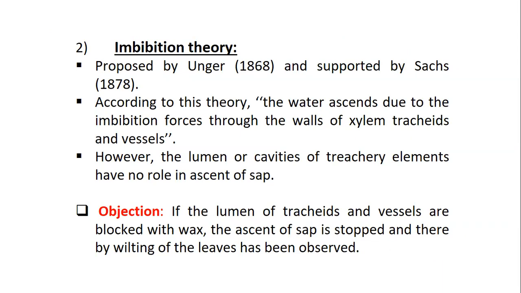Coming to the second theory, called imbibition theory, which was proposed by Unger in 1868 and supported by Sachs in 1878. According to this theory, the water ascends due to the imbibition forces through the walls of xylem, tracheids, and vessels. However, the lumen or cavities of tracheary elements have no role in ascent of sap. The major objection for this is that if the lumen of tracheids and vessels are blocked with wax, the ascent of sap is stopped and thereby wilting of the leaves has been observed.